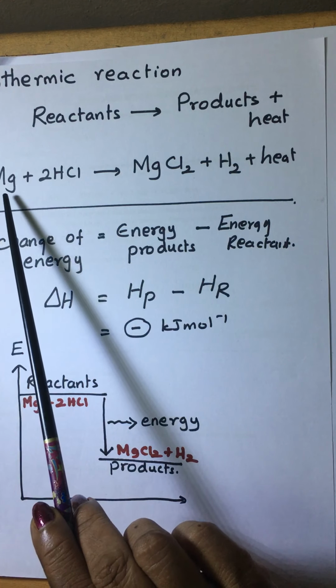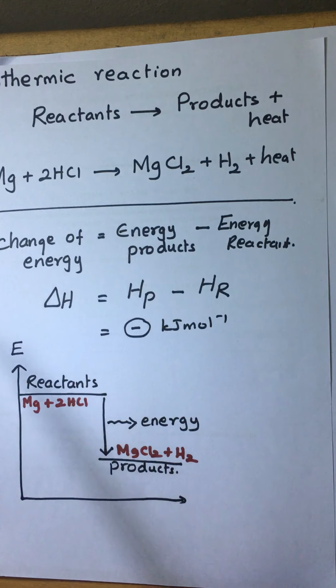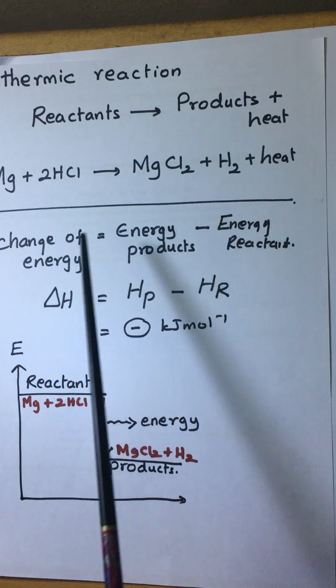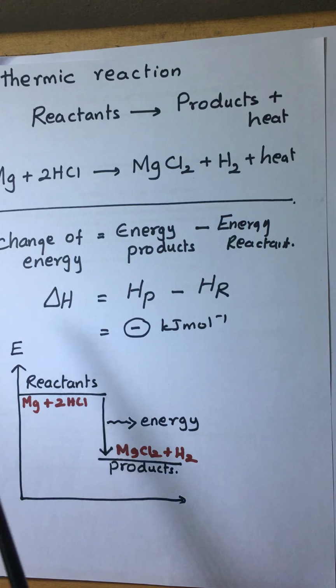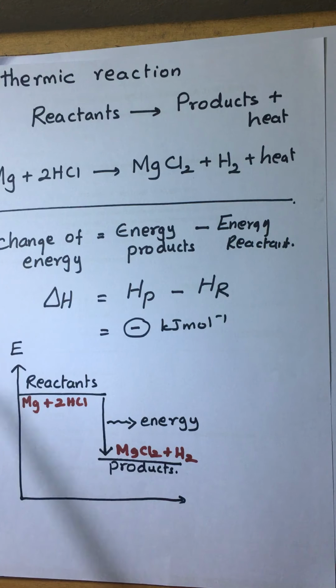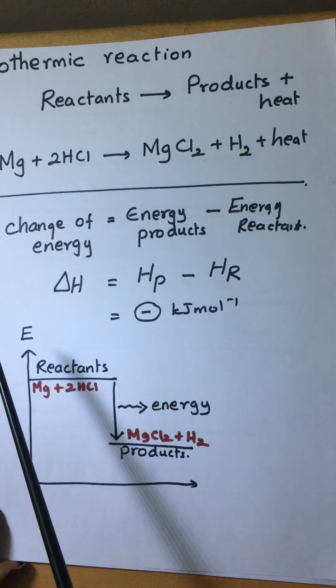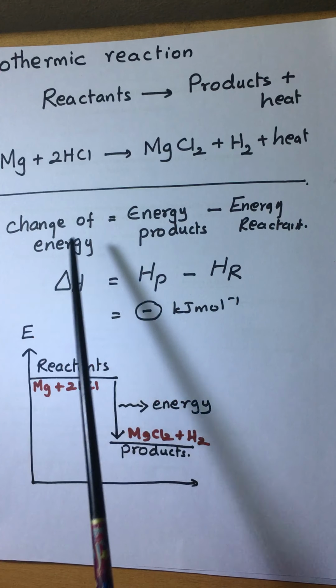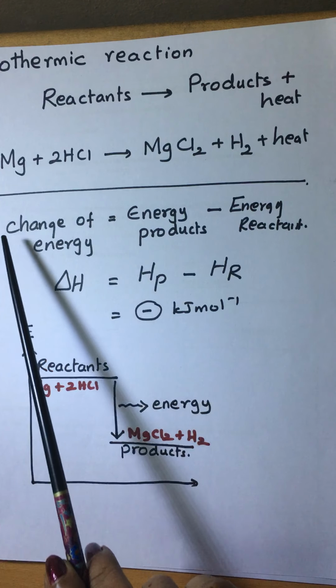Here is one example: magnesium reacts with hydrochloric acid. Magnesium chloride and hydrogen are produced with heat. So the heat also is released out. How do we calculate the heat change, that is the change of energy? This is the equation for that.